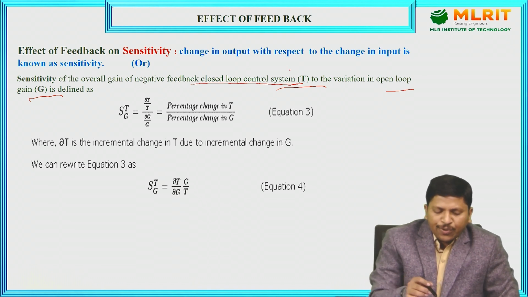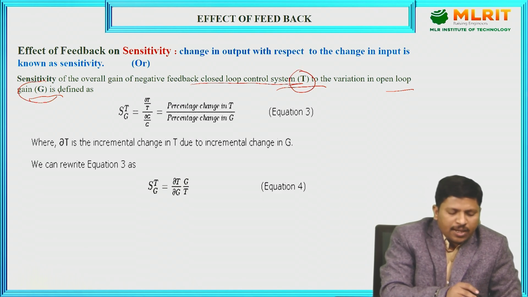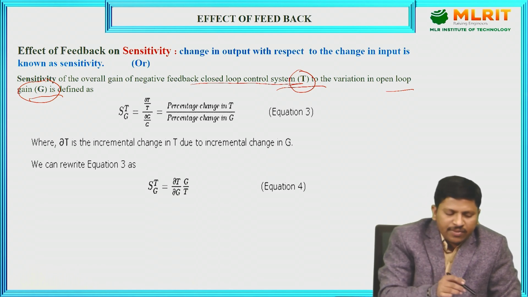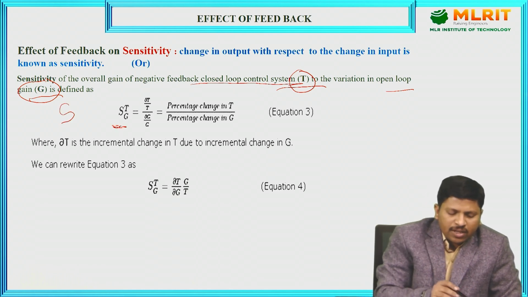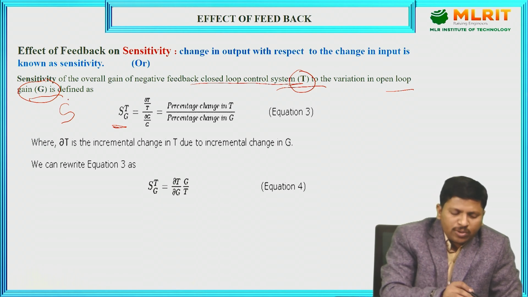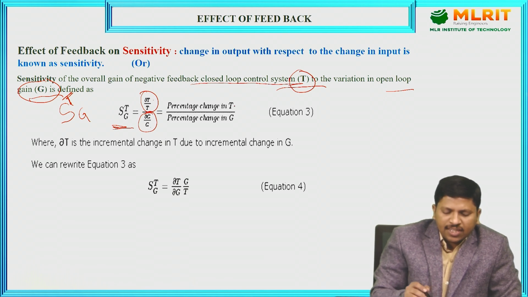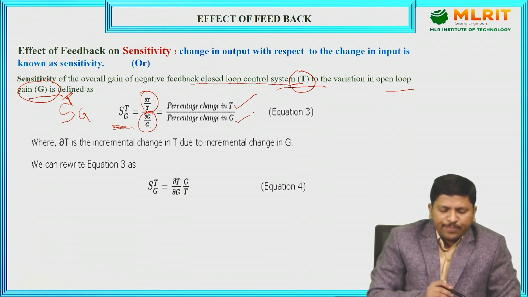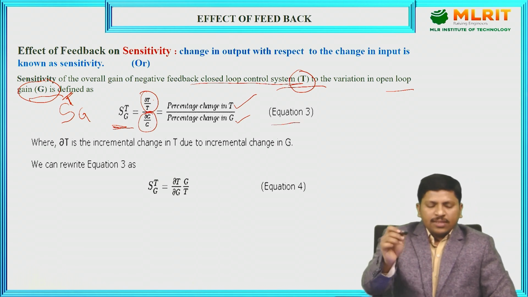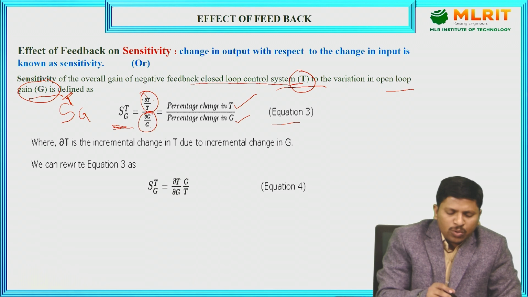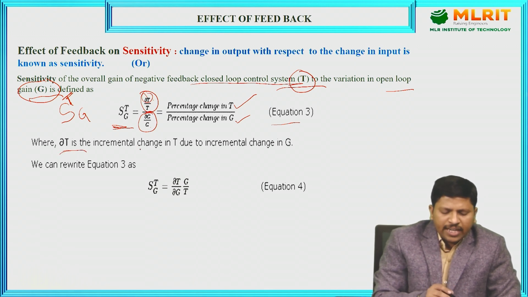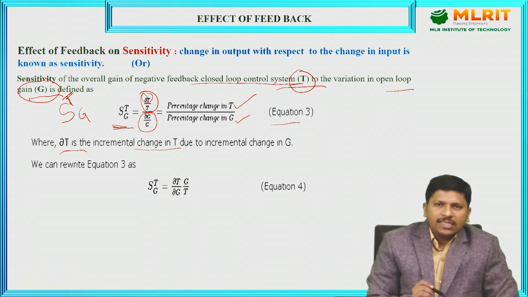The change in the overall gain T of the negative feedback closed loop control system with respect to the open loop gain G: here sensitivity is represented with the capital S. This is the output T with respect to the variation in G, that is, the change in T to the change in G, overall gain to the loop gain, the percentage change in T to the percentage change in G. I consider this as equation 3. This is the sensitivity. Here observe, dou T is nothing but the incremental change in T due to the incremental change in G.